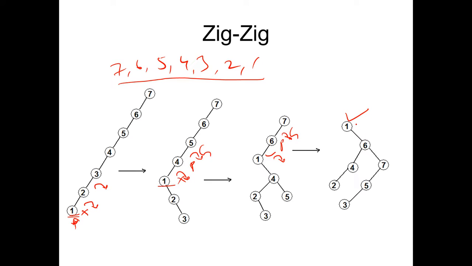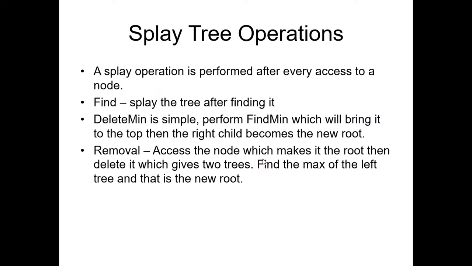Then you will get your one on its root. So bringing that recently accessed node to the root is exactly what you are trying to do. By identifying which particular case you are falling under and applying the appropriate rotations accordingly, you will make the tree balanced. I hope this is clear to all of you. This is what exactly you do in splay trees, right?